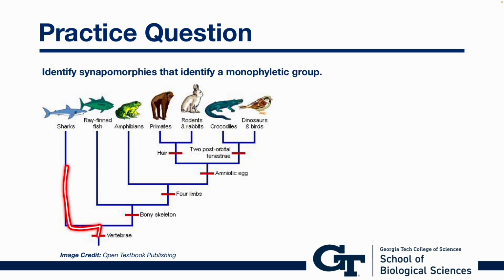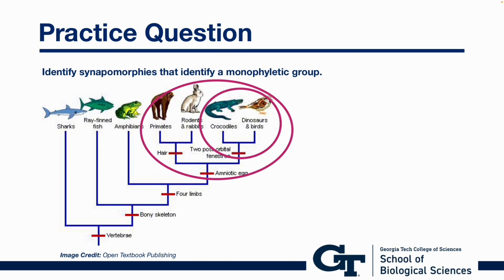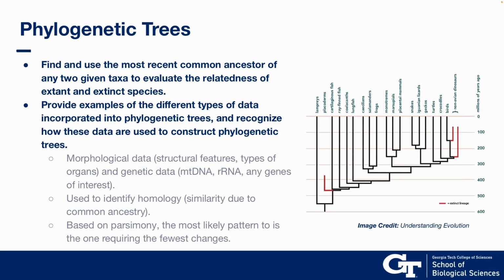So, for example, sharks only have vertebrae, so that's 1. Bony skeleton, 2. That's how we get to the ray fin fish. What about amphibians? We are 3 away, and we just go further and further. That's how we identify the relatedness of species, by how many traits or how far away they are on the phylogenetic tree.